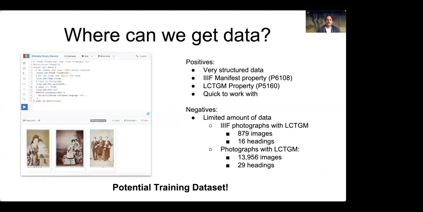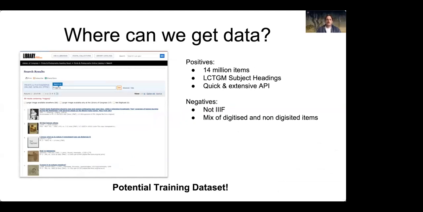Wikidata is a great source of very structured data, and they have properties for IIIF manifests and also LCTGM subject headings. Unfortunately, there is only limited data with both these characteristics. Anyone can add data to Wikidata, so the content is very subjective to which institution is representative and which topics have links to LCTGM. Finally, we looked at the Library of Congress photograph collection. As you would expect, this has perfect LCTGM coverage with tens of thousands of images per category. These images have been professionally catalogued at the Library of Congress, but will reflect the historical collection cataloguing and digitalization policies of the Library of Congress.